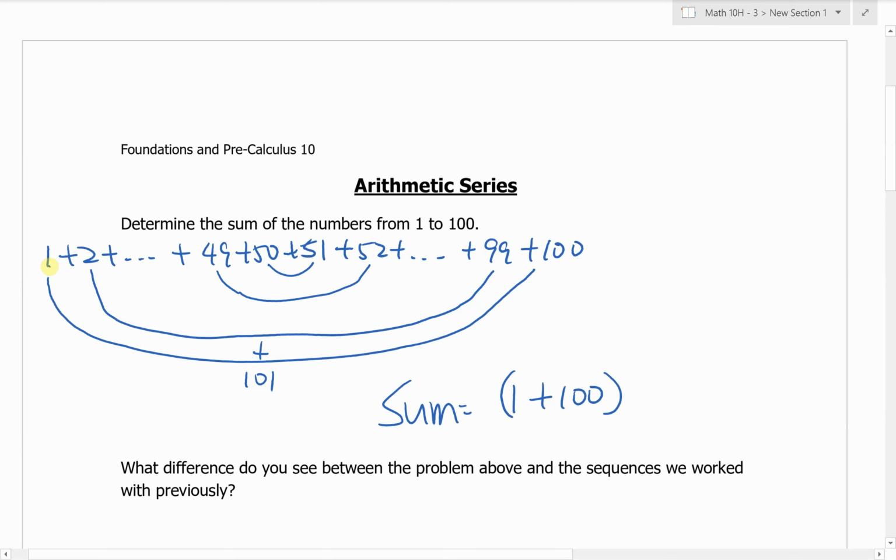If you think about it, the first one was 1 plus 100. The second one was 2 plus 99. And then all the way till 49 plus 52. And then 50 plus 51.